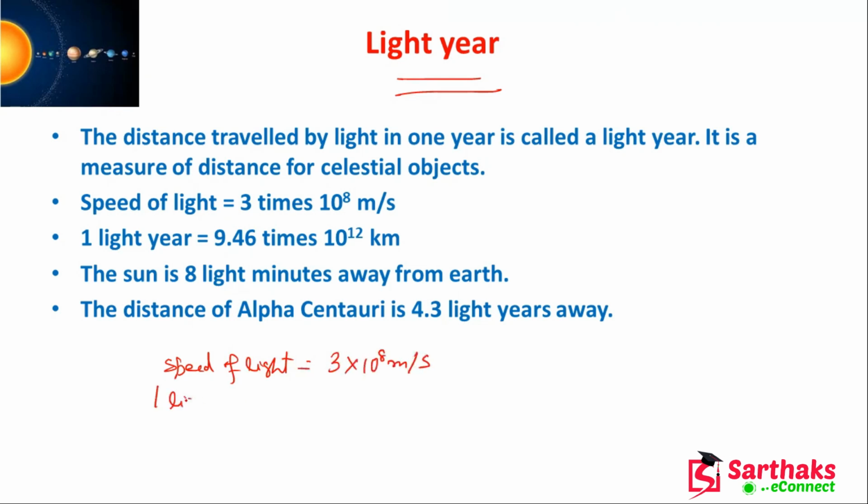So one light year is 9.46 into 10 to the power 12 kilometers, right? The sun is 8 light minutes away from Earth, and Alpha Centauri is 4.3 light years away. So we are using the light year as a unit to express the distance of the planets and stars.